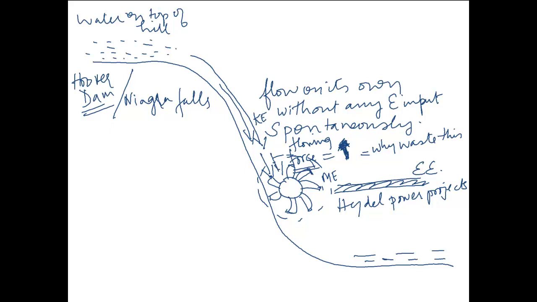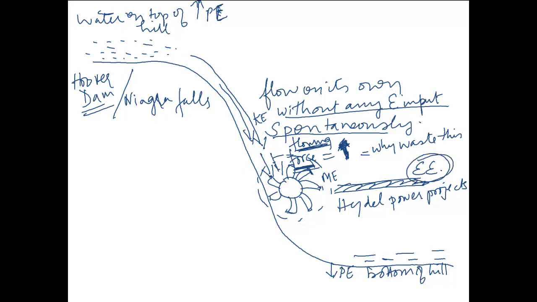Now, water on top of the hill has got high potential energy, right? The potential energy is pretty high. The water at the bottom of the hill has got low potential energy, definitely lower than what was at the top. And while it was flowing down, it had kinetic energy. It did that spontaneously without any energy input, and the flowing force can be used to make electrical energy, which means this process releases energy. So that being understood, I would like to sum it up in the next slide.